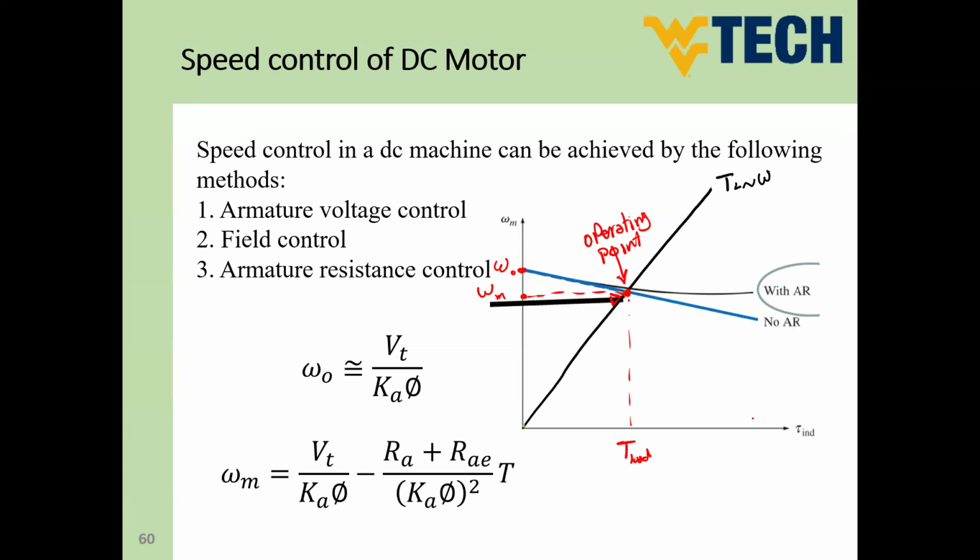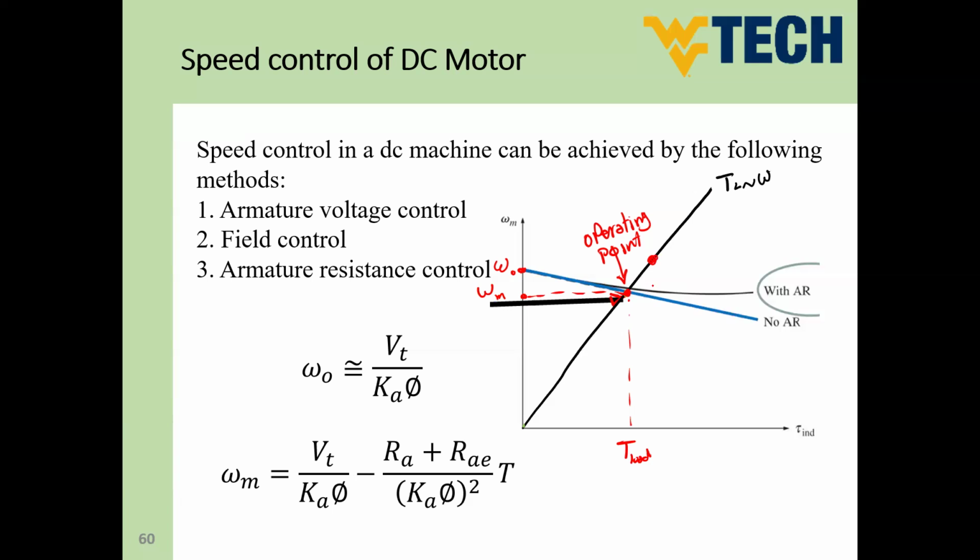If I would like to reduce this speed, how can I do that? I cannot have access to control the load curve, but I have access to control the machine curve. For instance, if you would like to increase the motor speed, we need to have an operating point, for instance, like here. So I need to move the motor curve to intersect with the load curve at this point.